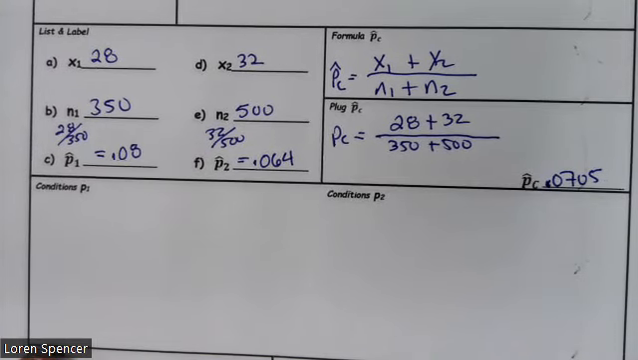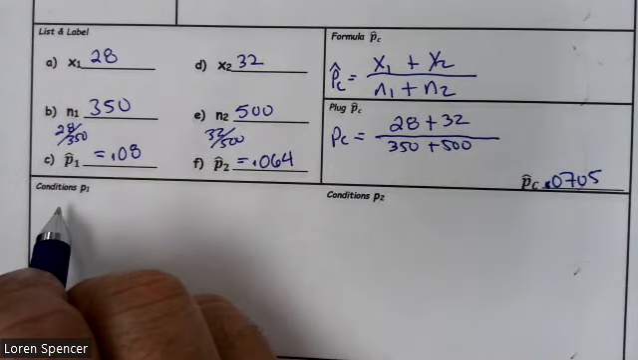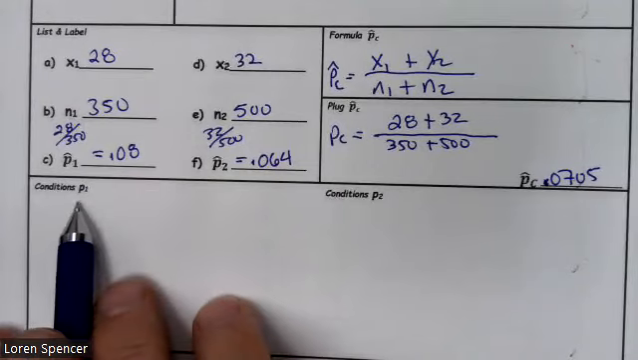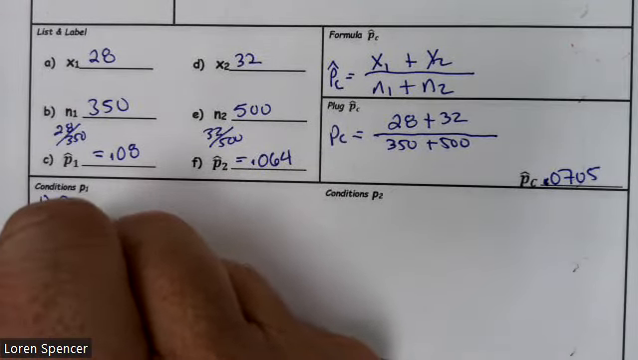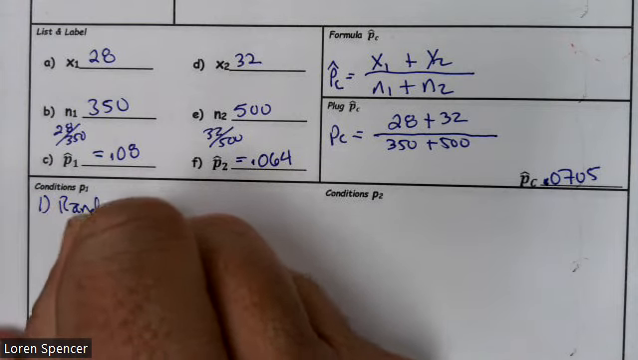So what we have is, first condition is random assignment. It's not a random sample. This is random assignment.